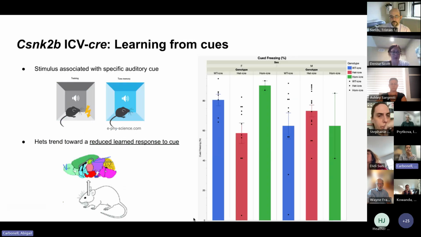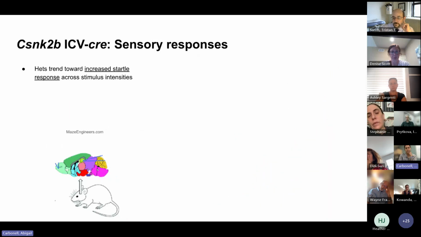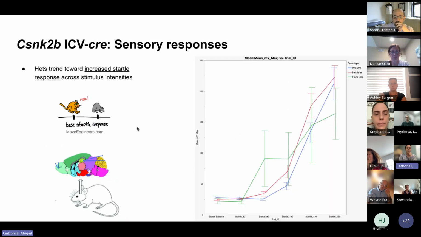Continuing on the subject of learning and memory, we have some preliminary evidence here. I'm going to show you this red bar: certain of our heterozygous mice, when we target CSNK2B in the whole brain, are less able to learn from an auditory cue. Again, this is related to learning and memory and the intellectual disability feature that we see in some patients. And then the sensory response.